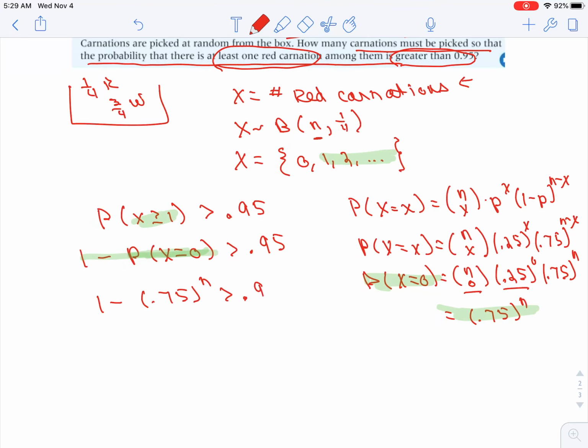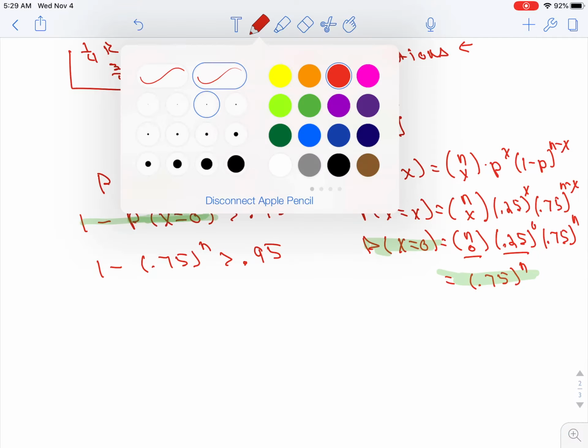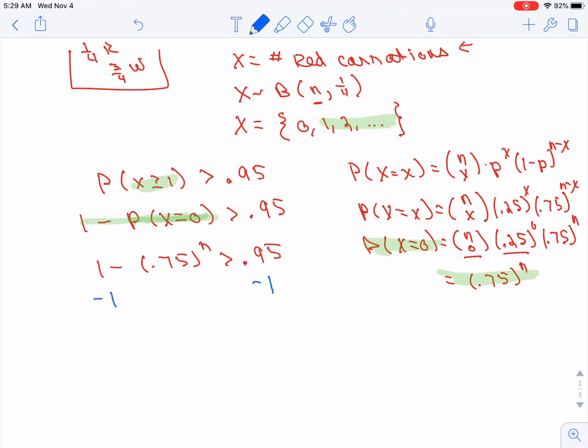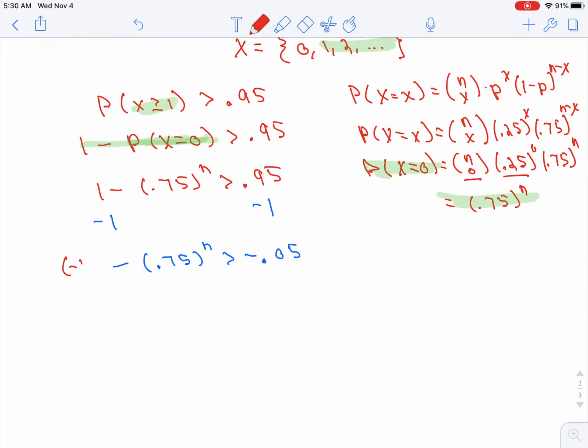We want that to be greater than 0.95. So we need to solve that inequality. The first thing we'll do is subtract 1 from both sides. So I end up with negative 0.75 to the n is greater than negative 0.05. And then I'd like to get rid of those negatives, so I'm going to multiply both sides by negative 1. I want to remind you that when you multiply an inequality by a negative number, you have to switch the inequality sign. So this is going to become 0.75 to the n is less than 0.05.